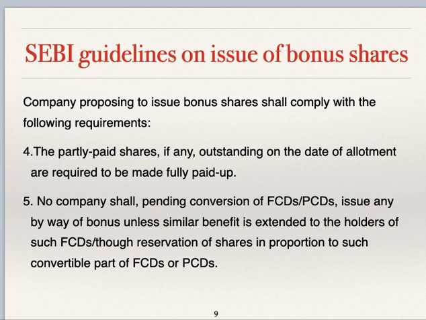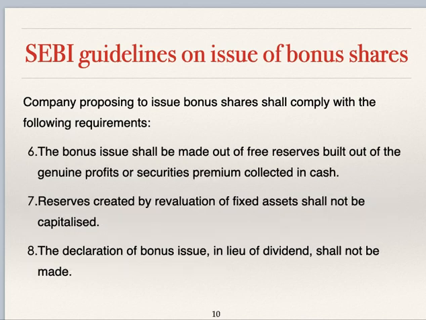And the shares so reserved, that is reserved for partly or fully convertible debenture holders, may be issued at the time of conversion of debentures, that is when the debenture gets converted into shares, that time these shares are issued to them on the same terms on which bonus issues were made. Few more guidelines issued by SEBI. Sixth one, the bonus shall be made out of free reserves built out of genuine profit or securities premium collected in cash.